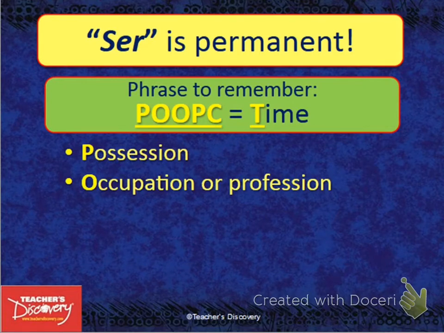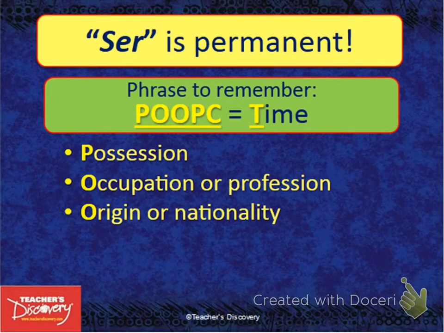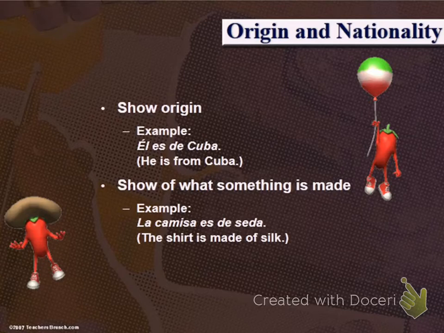Okay. Occupation or profession is always going to be ser. I know anybody can change their profession at any time, but it's considered more of a permanent characteristic. Okay. Origin or nationality, like we just said, de dónde eres, asking where somebody's from. That's always using the verb ser. It is considered more permanent. Again, I don't want you to always think in permanent-temporary terms, though. In this case, look at the examples. He is from Cuba, origin, versus something being made out of something. That's also kind of the origin. What is the shirt made out of, or what is it originally made with?